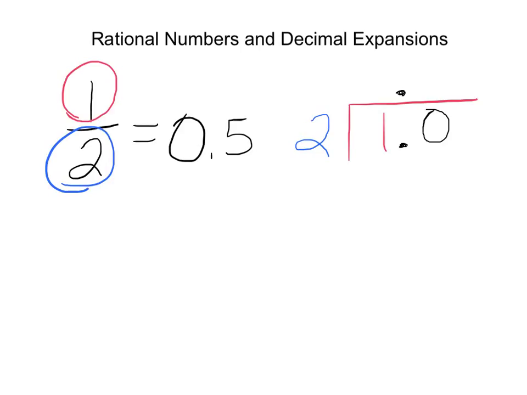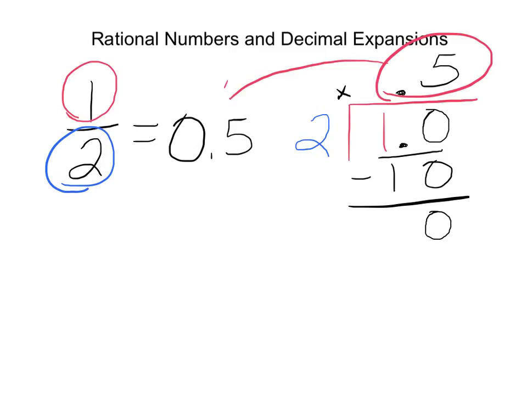And then we can say 2 can go into 10 5 times. And 5 times 2 is 10, and then we subtract, and I end up with 0, which shows that I'm finished. So 0.5 becomes our decimal expansion of 1/2. Let's practice changing a few more fractions to decimals.